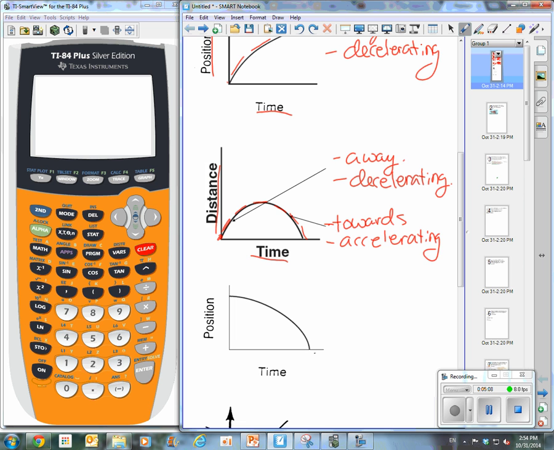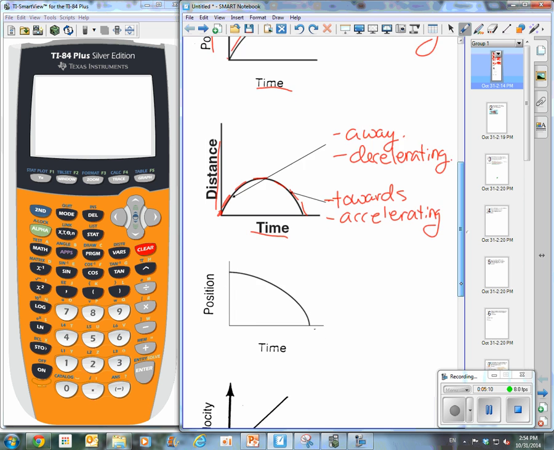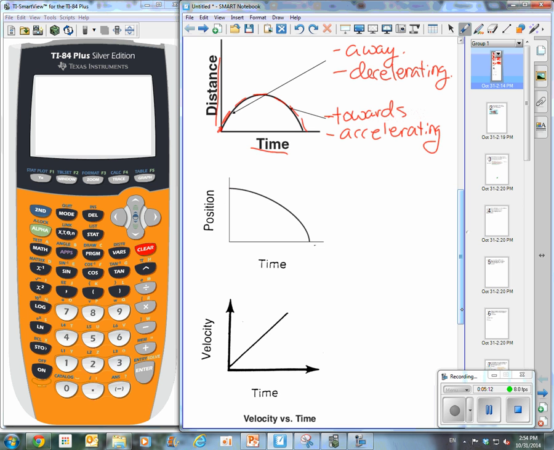Okay, or its velocity is getting higher. All right, again, position, time, starts out far away from me, moves closer towards me, so it is moving towards. Now, if I was to look at the slope of these particular points along here, I would notice that the slope is getting steeper, therefore it is accelerating.